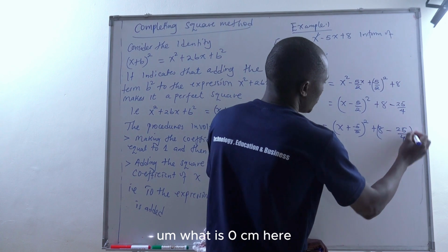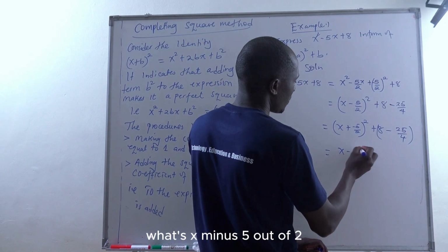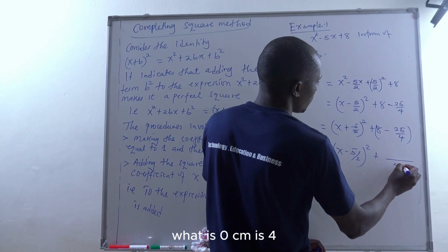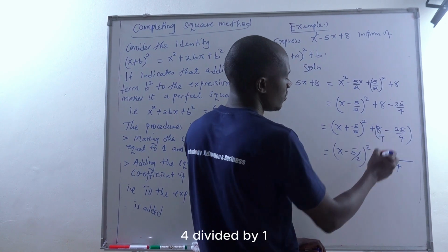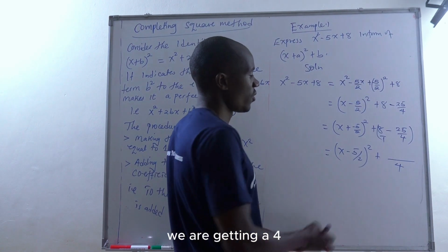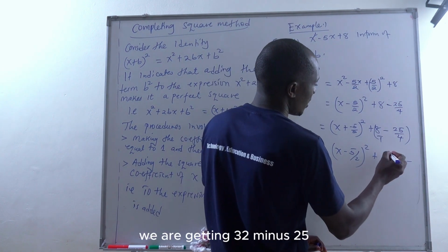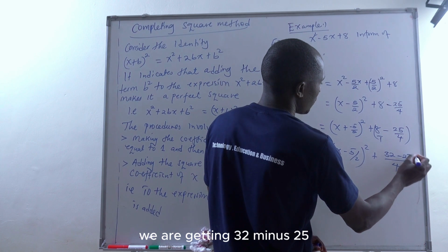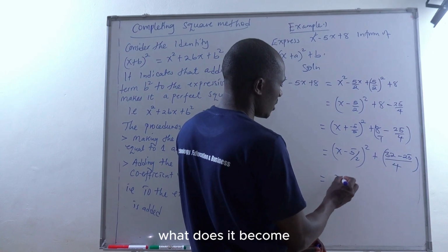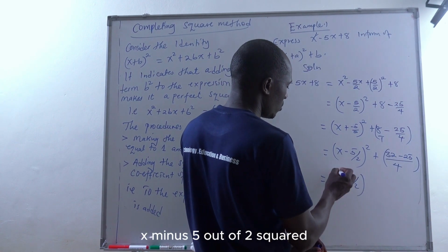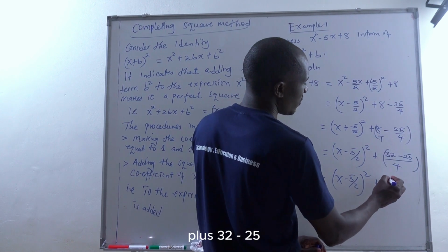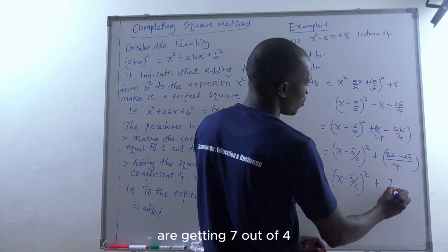What is the LCM here? We have (x minus 5 out of 2) squared plus... what is the LCM? It is 4. 4 divided by 1, we are getting a 4. 4 times that, we are getting 32 minus 25. So what does it become? (x minus 5 out of 2) squared plus 32 minus 25, we are getting 7 out of 4.